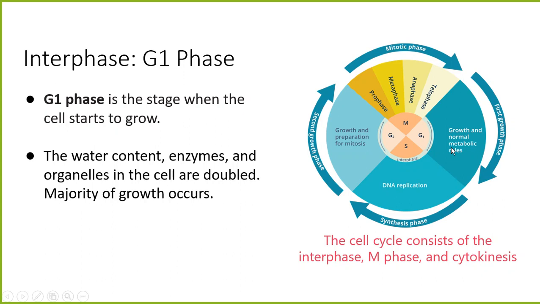Under the G1, it's the stage of the cell when the cell starts to grow. Kasi kakatapos niya pala mag-divide. Kasi it's a cycle. Nag-divide na siya dito, so syempre mag-grow na siya. The water content, enzymes, and organelles in the cell are doubled in preparation for cell division. Nadoble na, kasi kapag nag-divide yung cell, yung doble na yun, maghihiwalay para maging individual cell. So, under the first growth phase, majority of growth occurs.